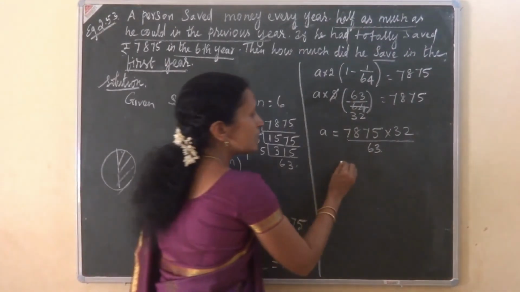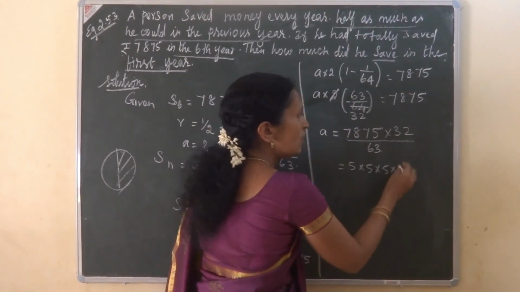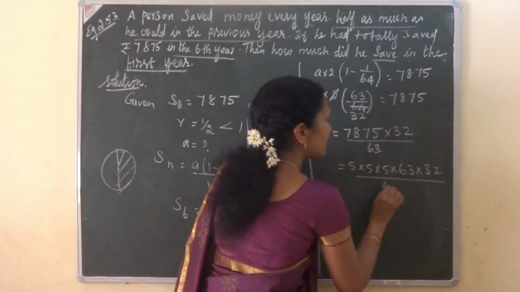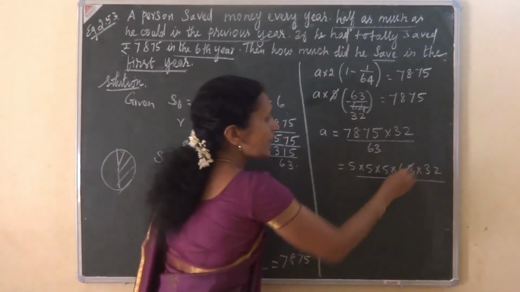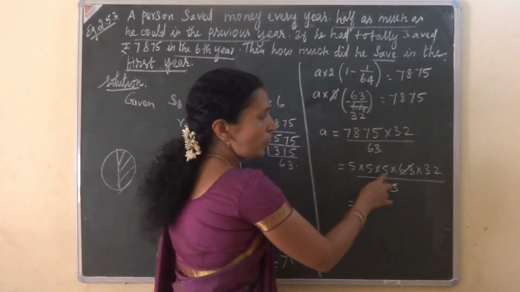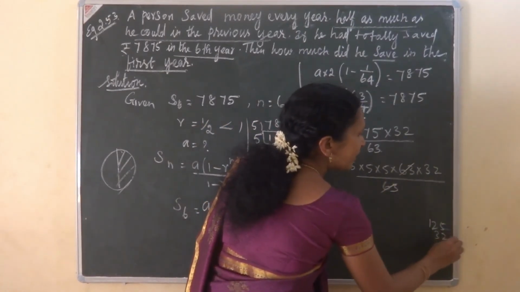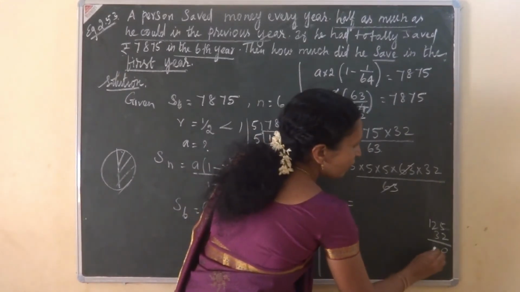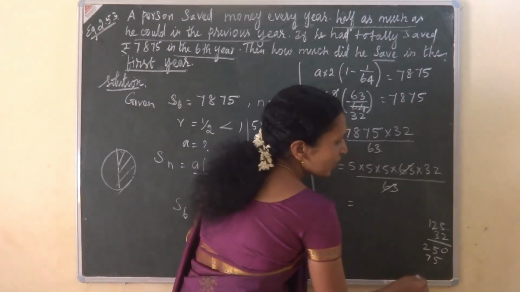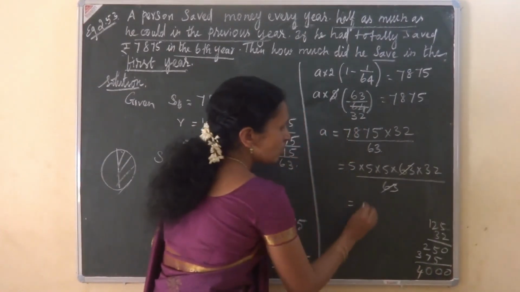Okay. Now this is equal to 5 into 5 into 5 into 63 into 32 divided by 63. This 63 and 63 will be cancelled. You will get 5 5s are 25. 25 5s are 125. Then 125 into 32 is 4,000.